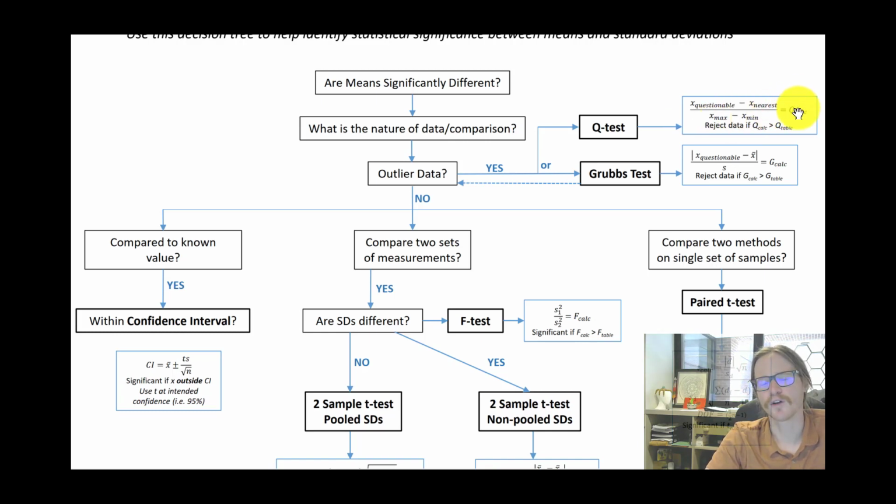That gives you a value called the Q-calc. And then there's a table that's called the Q table, where you go into and you look up the Q table for your condition. I'll show you that here in a second.